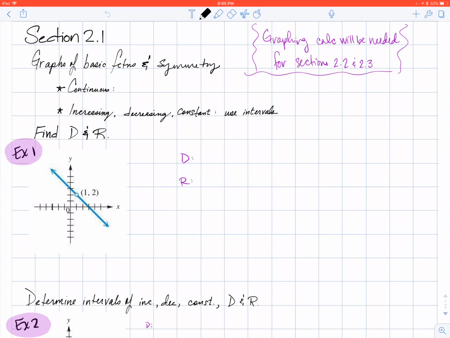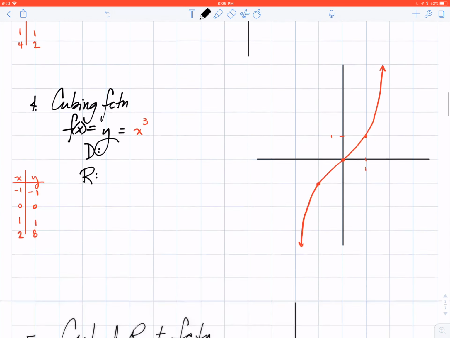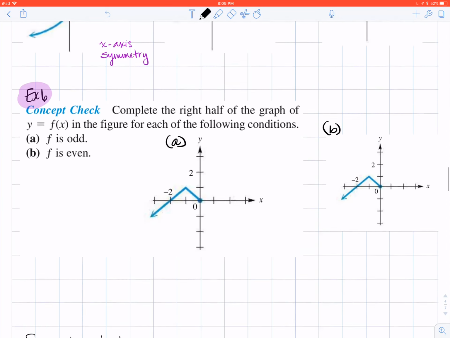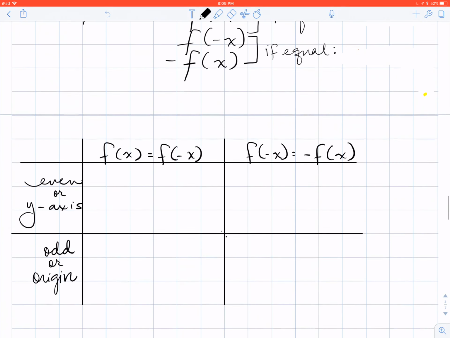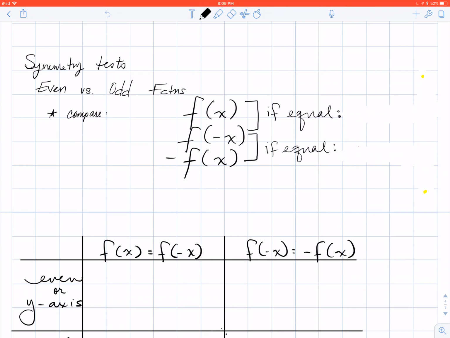Hey folks, this is a video that deals with our symmetry tests. We are in the section that talks about the graphs of the basic functions as well as symmetry. I'd like for you to go towards the end of the notes, after the library of functions and after the discussion on symmetry. And I'd like to take a look at the symmetry tests that we can run on a function.